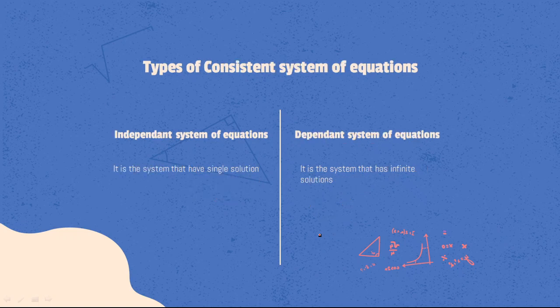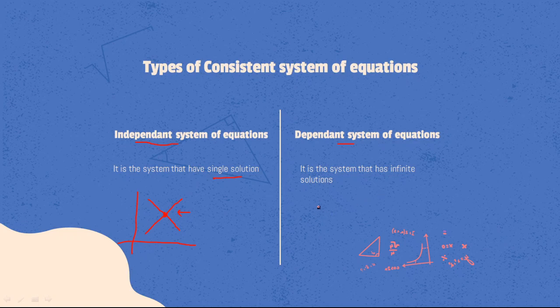Then what about a consistent system of equations? It is further divided into two types: independent system of equations and dependent system of equations. The system that has a single solution, only one solution, is called an independent system of equations. In such a system, two equations form straight lines on the graph like this. They intersect at one single point. So they form one solution set, and it gives a single solution. This is called an independent system of equations.